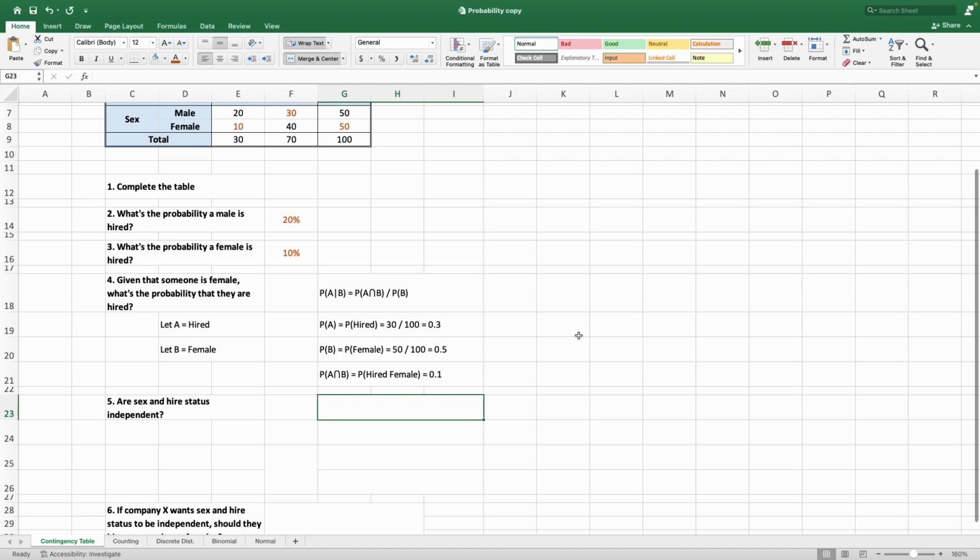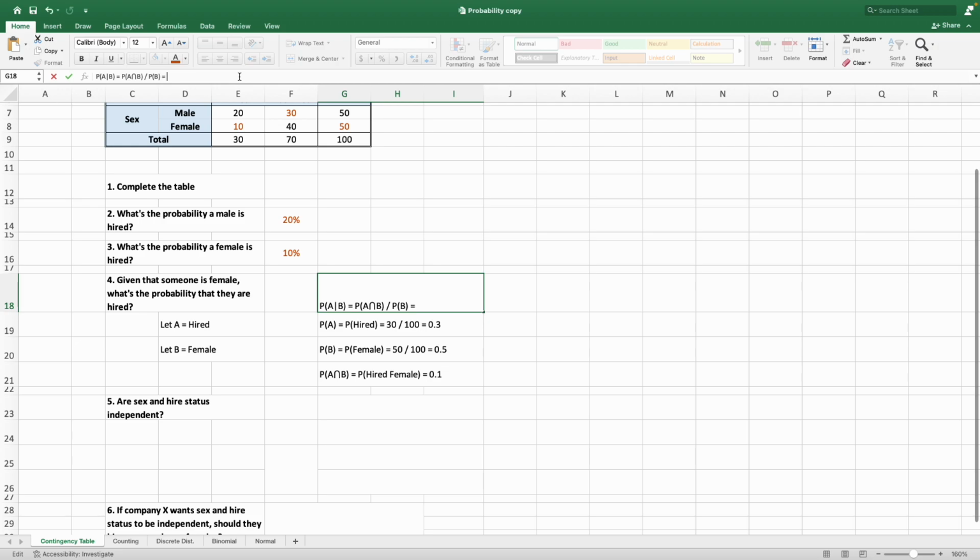Okay, so now I think we're ready to calculate the probability of A given B. So we now have the probability of A and B, and then the probability of B. So let's just keep adding on to this. Let's plug in. The probability of A and B is 0.1, and then we're going to divide by the probability of B, which is 0.5. And this will be equal to 0.2.